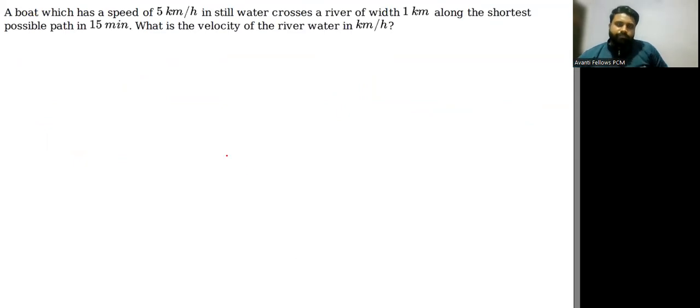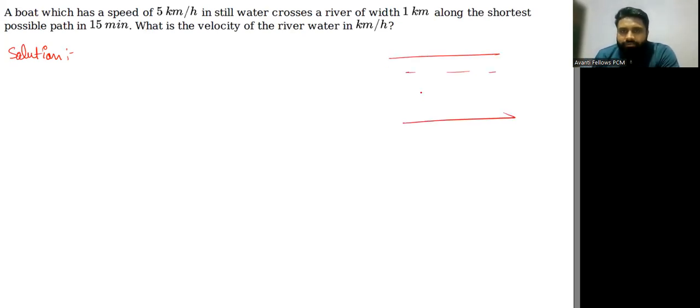Now, this is also a very interesting question, and students generally find a problem in this type of question. A boat which has a speed of 5 km per hour in still water. You can say that still water speed will be considered as the velocity of the boat with respect to the river. It crosses a river of width 1 km. So a 1 km width of the river is given. And we want to cross this river with the shortest possible path in 15 minutes. So what is the velocity of the river water in kilometer per hour?